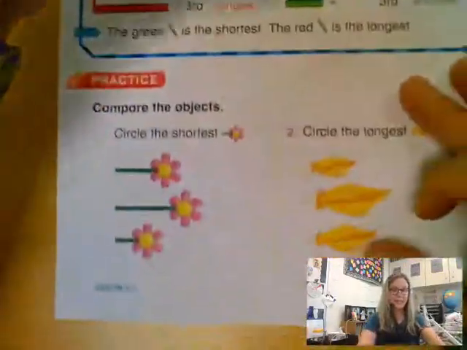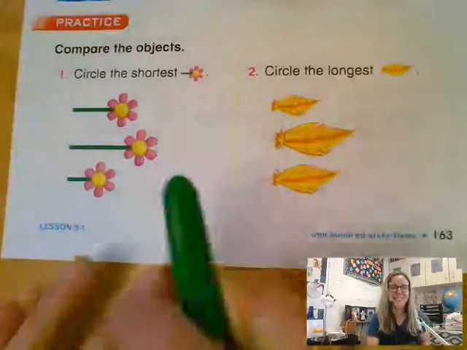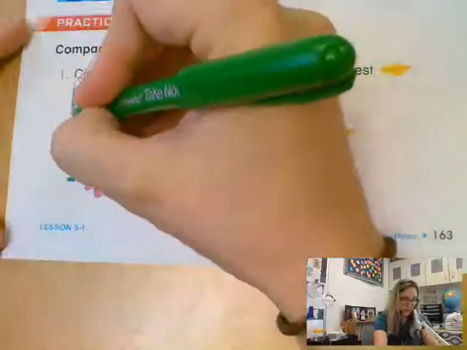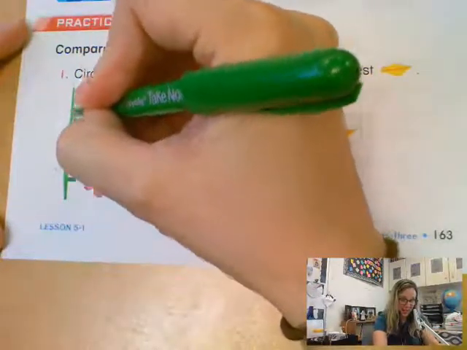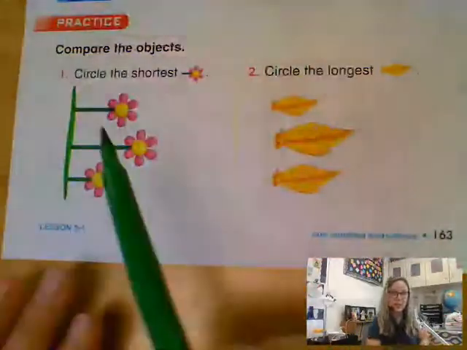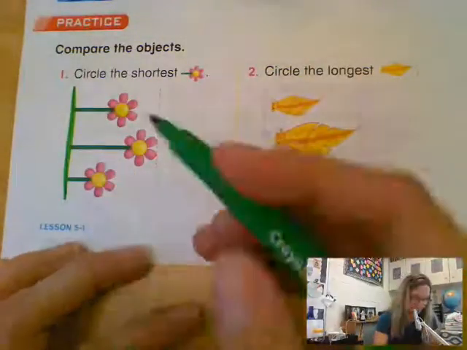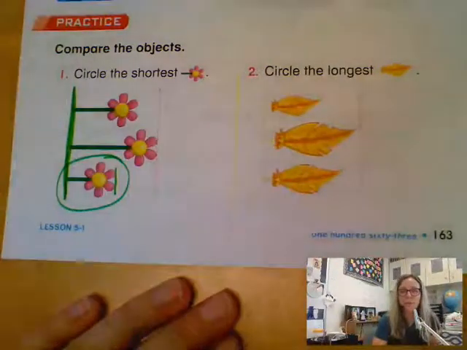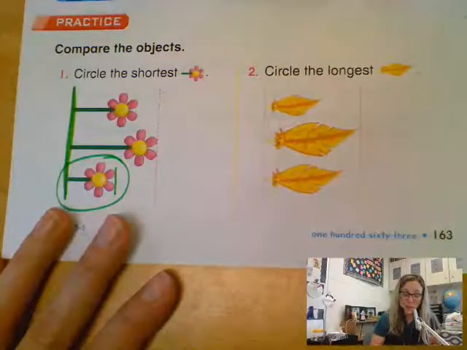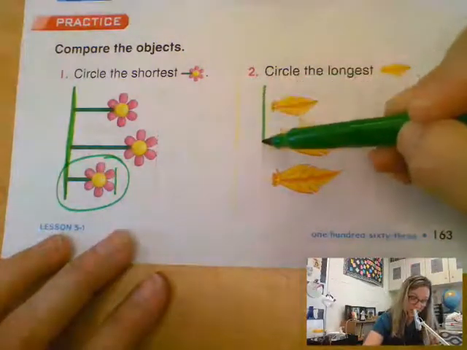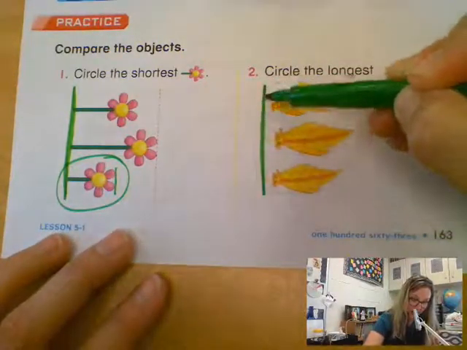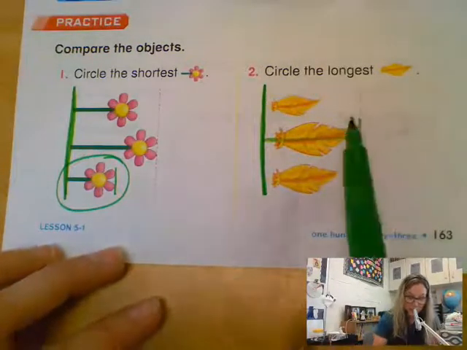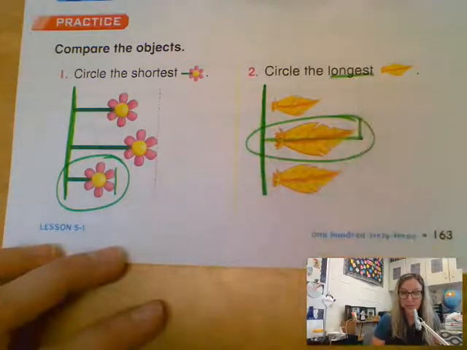So looking down here now at the practice problem, it says circle the shortest flower. We can see right here that they all start at the same point, and because they all start at the same point, we can compare their lengths, and we can see that this one is the shortest. So you can circle that flower. On this side, we're looking at the feathers, and they want to know which one is the longest. Again, they all 3 start at the same spot, and we can see that this one definitely stretches the furthest. So this feather is the longest.